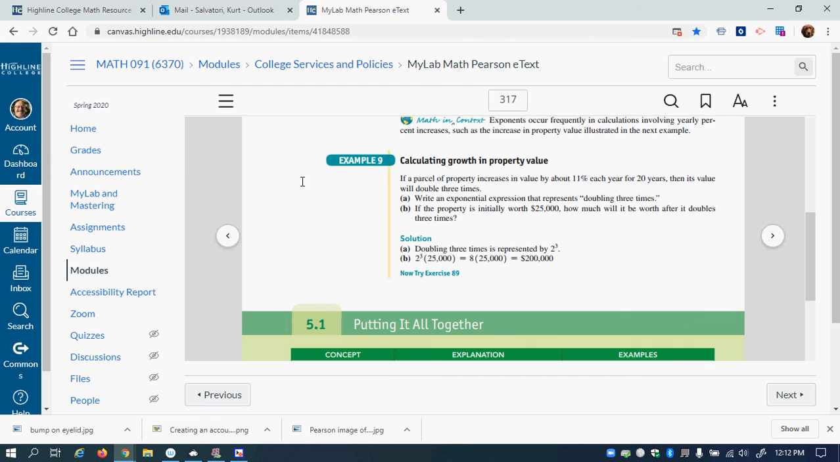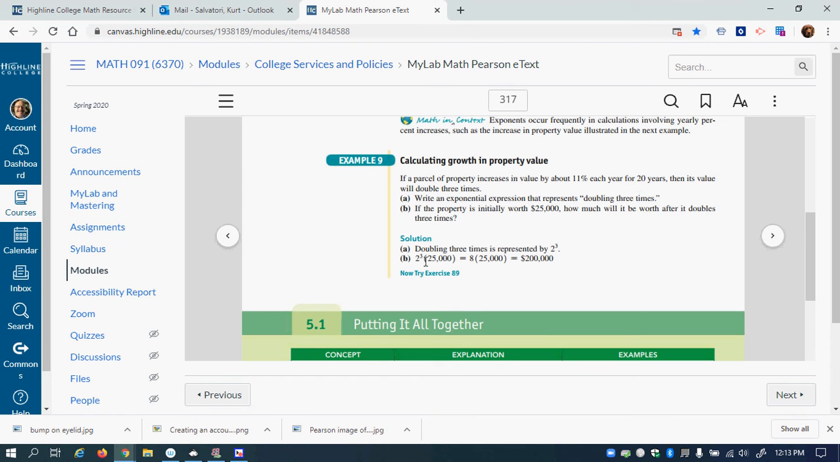So this is 5.1, and this time we're looking at real-world problems and where we would use exponents. If you take a look at example 9 on page 317, it says calculate the growth in property value. If a parcel of property increases in value about 11% each year for 20 years, then its value will double 3 times. So they want you to write an exponential expression that represents doubling 3 times.